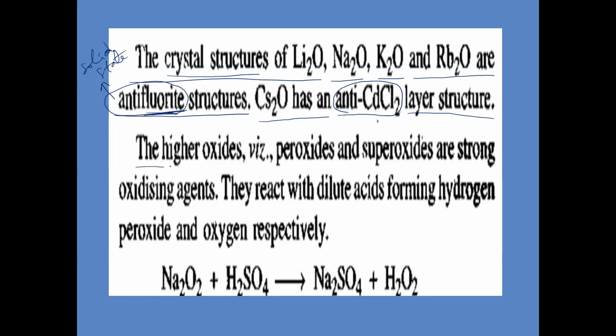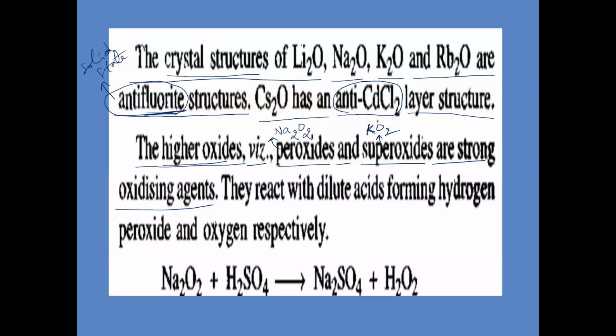Next, the higher oxides, namely peroxides and superoxides. Peroxides and superoxides are strong oxidizing agents. Suppose you take Na2O2, sodium peroxide. Peroxide example: Na2O2. Superoxide example: KO2, potassium superoxide. So potassium superoxide and sodium peroxide are generally called higher oxides.